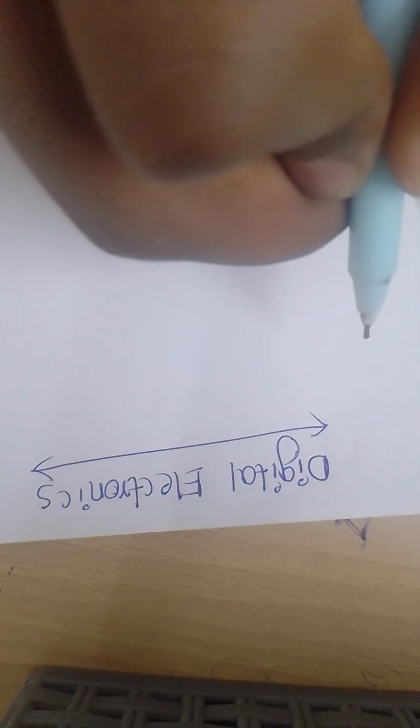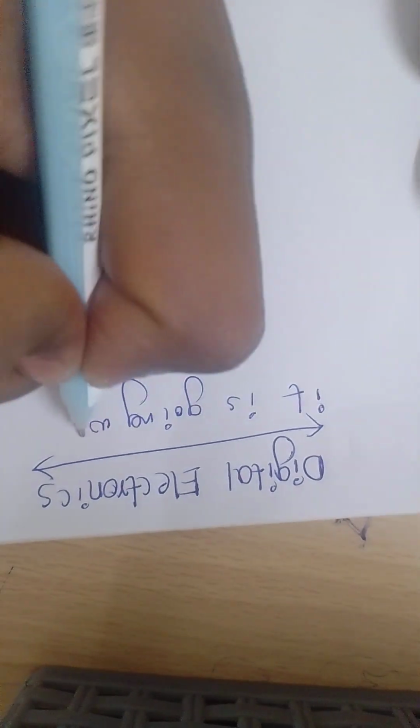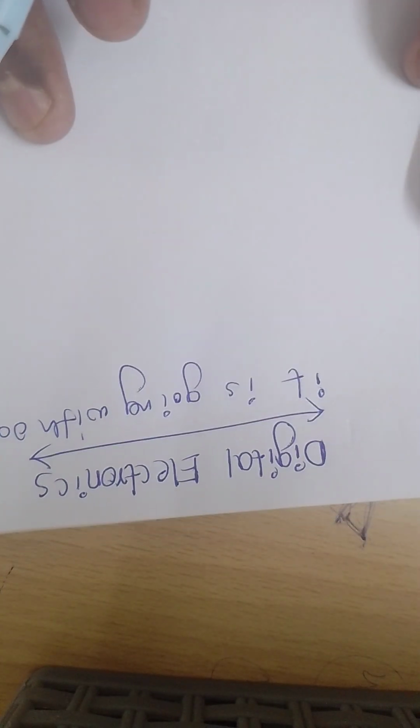Now we are going to discuss digital electronics. First of all, what is digital electronics? It deals with zeros and ones. So that is nothing but digital electronics.